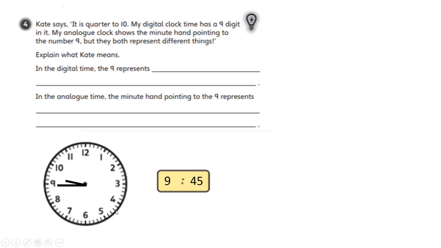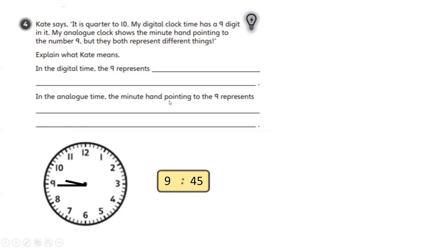And I've decided we've got the times, I've put the times here. So 9:45 is like the time we did earlier on. So it was 9 o'clock and it's 45 minutes past 9. So we'd write that on a digital as 9:45. And if you look here, my digital clock time has a 9 digit in it, and the 9 digit represents the hour. So it's 9:45 here.